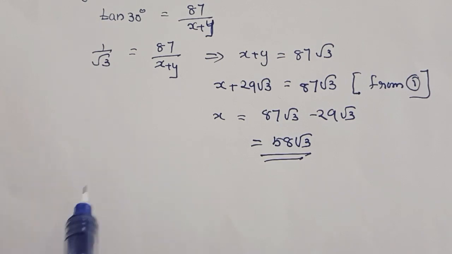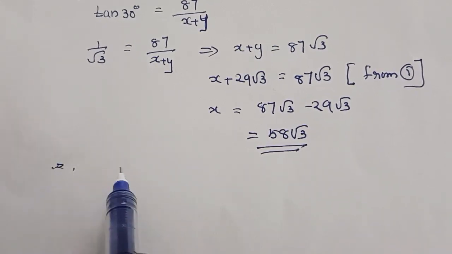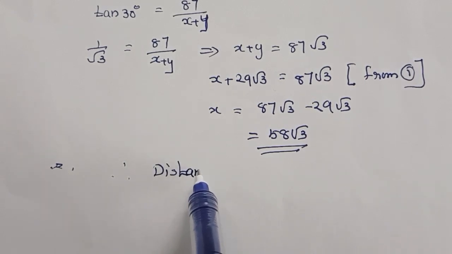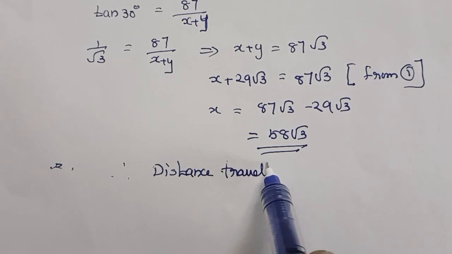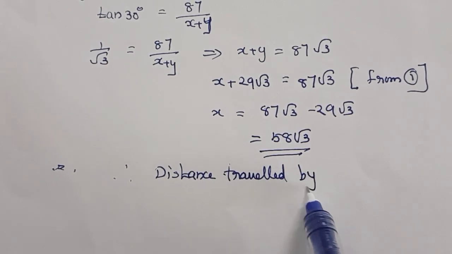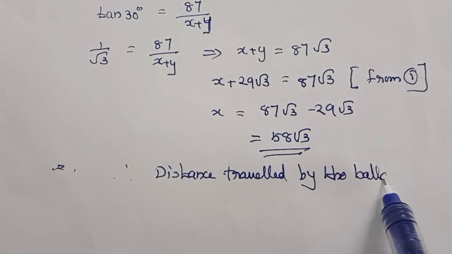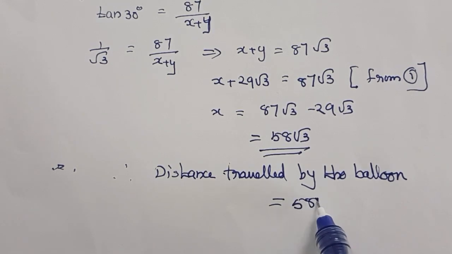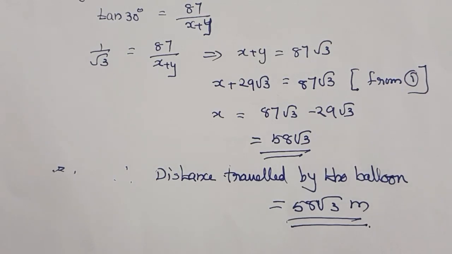Therefore, the distance traveled by the balloon equals 58 root 3 meters. Okay.